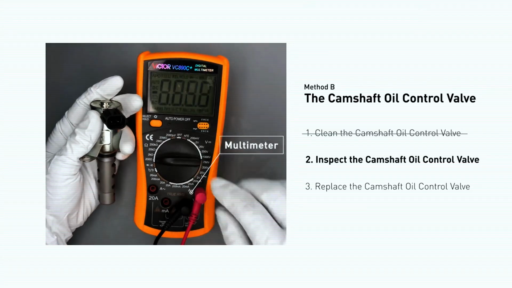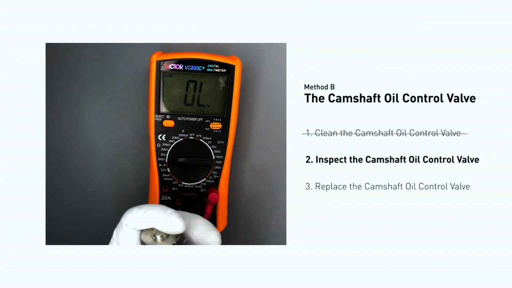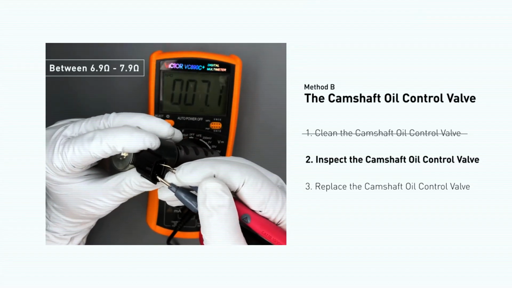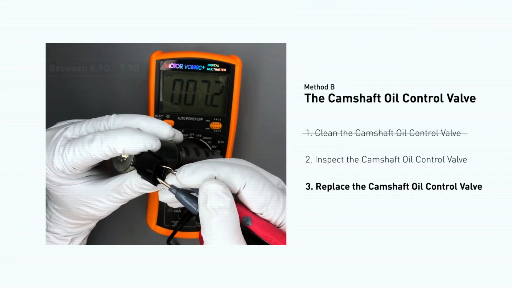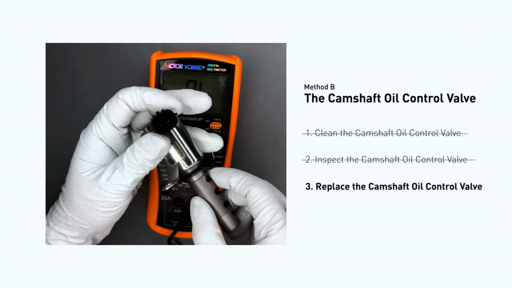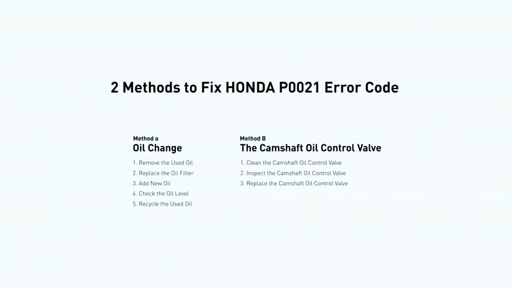In ambient temperature of 68 degrees Fahrenheit, the valve resistance is between 6.9 ohms to 7.9 ohms. If you do not get a reading, this indicates that the camshaft oil control valve is faulty and needs to be replaced. So here are 2 of the most practical solutions to fix P0021 error code.